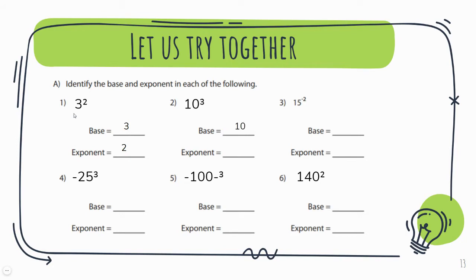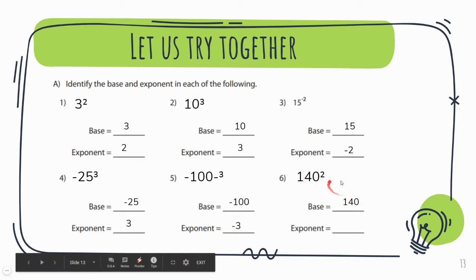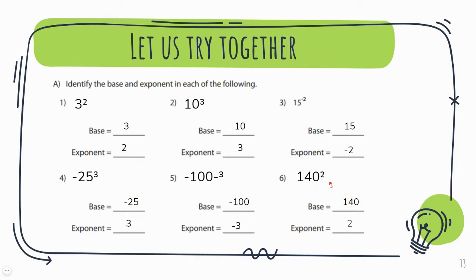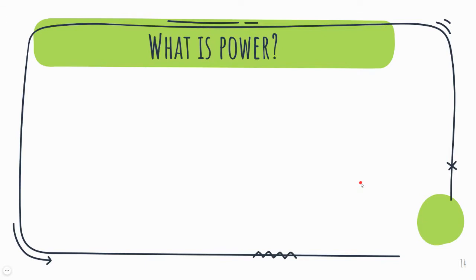The second question, the base is 10, exponent is 3. In the third question, we have a negative number, base is 15, exponent is minus 2. Fourth question, the base is minus 25 and exponent is 3. In the fifth question, the base is minus 100 and the exponent is minus 3. And in the last one, the base, which is the main number, is going to be 140 and the exponent or the index is 2. I hope you've got it right.